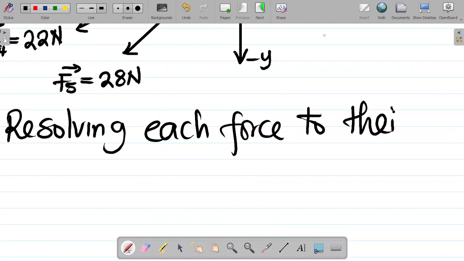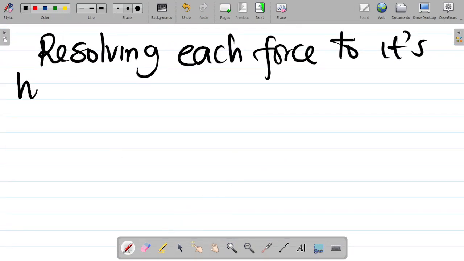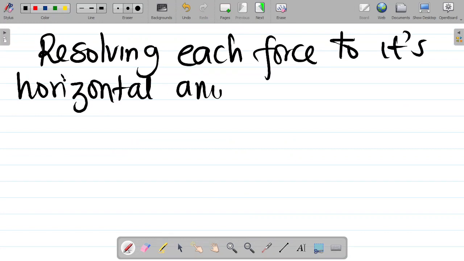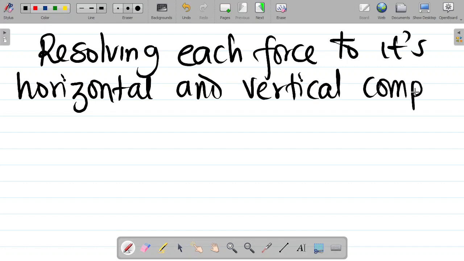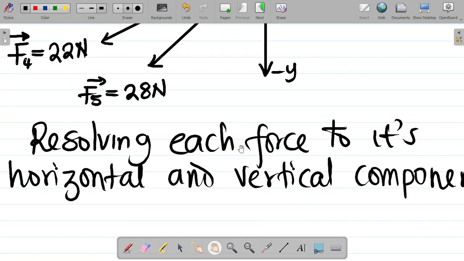their horizontal and vertical components. So each force to its horizontal and vertical components. Let's take them one after the other. Let's start with the first one.